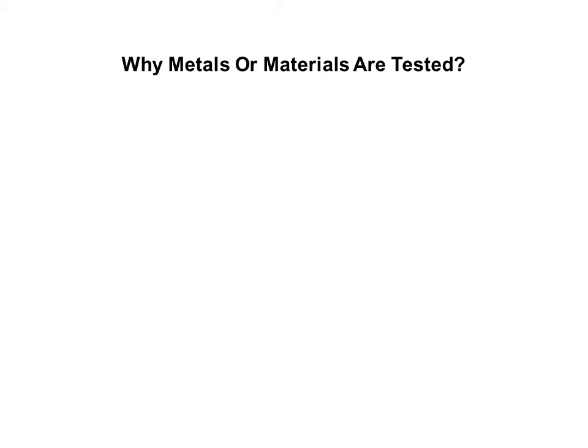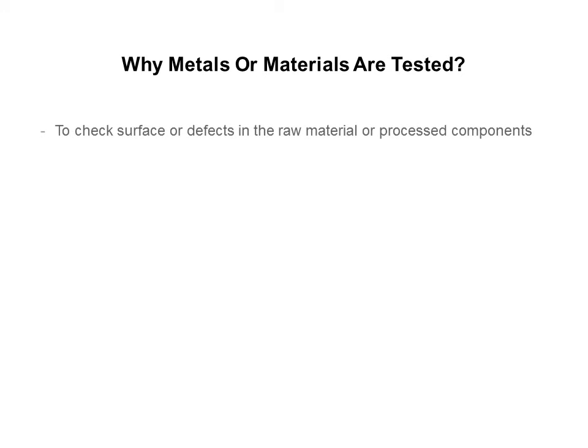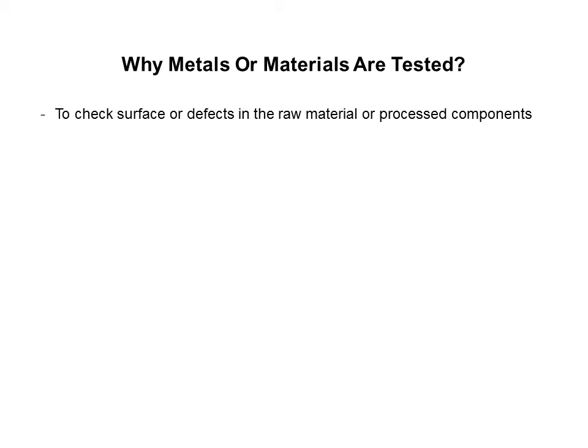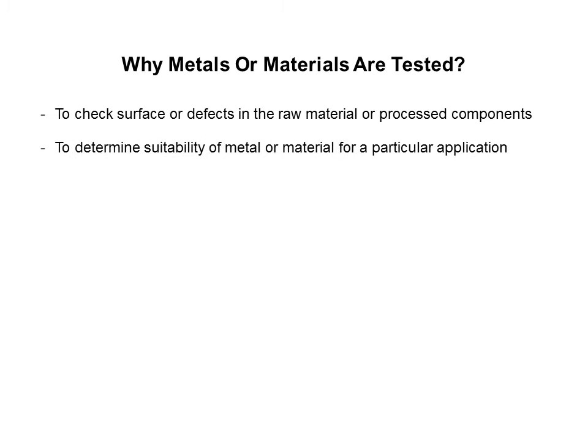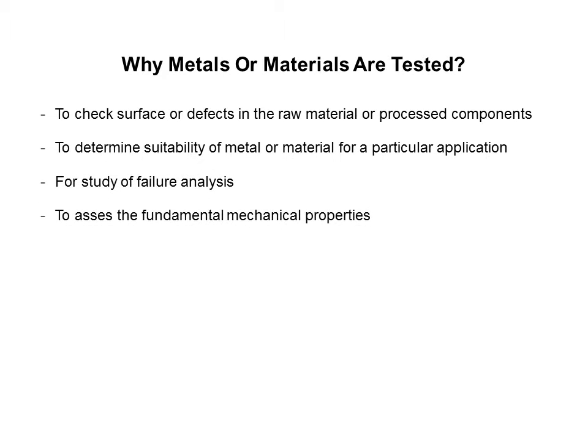Why are metals or materials tested? We already saw the destructive type of testing and the non-destructive type of testing. In destructive testing, the material or metal can get damaged, while in non-destructive testing, the material cannot get damaged. Now, why are these non-destructive and destructive testings important and why are metals or materials tested? To check surface defects or defects in the raw material or process components, to determine the suitability of a metal or material for a particular application, for the study of failure analysis, to assess the fundamental mechanical properties, and for research.